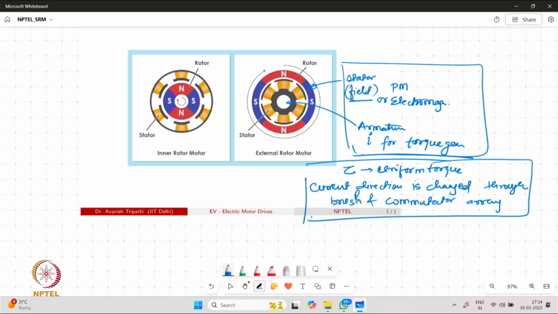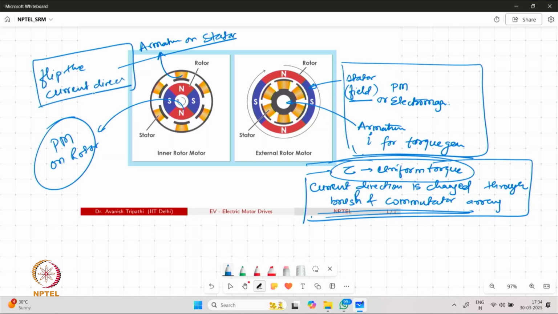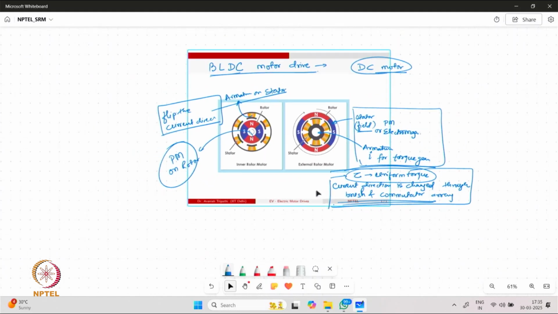However, when we flip this structure, we take the permanent magnet on the rotor and the armature on the stator. It is basically an arrangement where the brush and commutator assembly is no longer required. However, similar to the DC machine, we need uniform torque, which means that in this other arrangement we still need to flip the current direction from time to time to maintain the uniform torque within the system. So structure wise, BLDC may look like this.